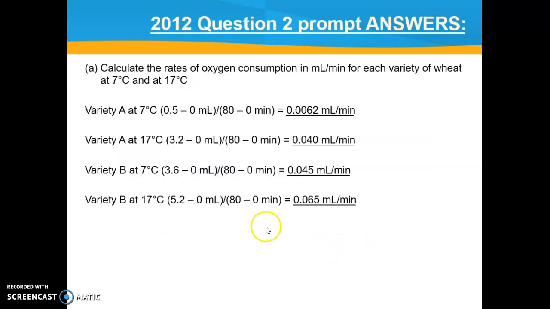On this next slide over here, they do walk you through that. Okay, so there's your answers for each of the varieties for part A. Notice how they were doing all 4 calculations.